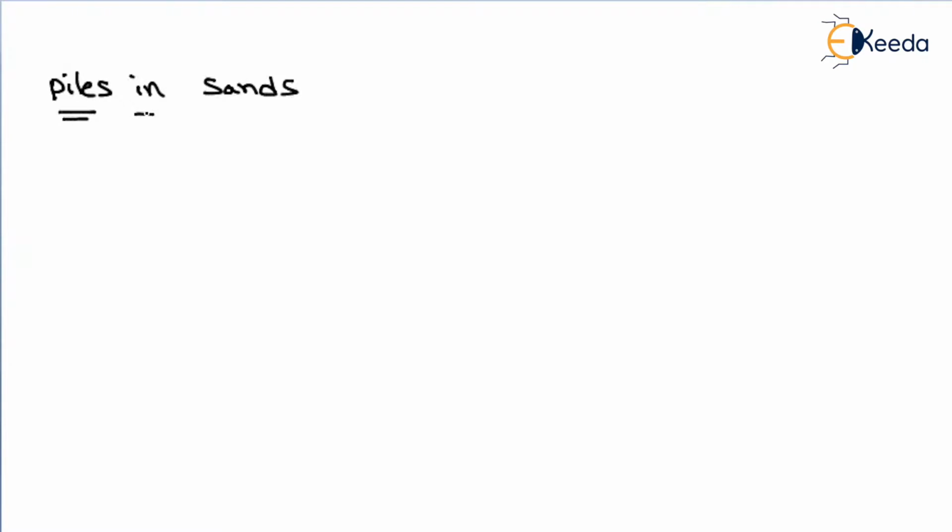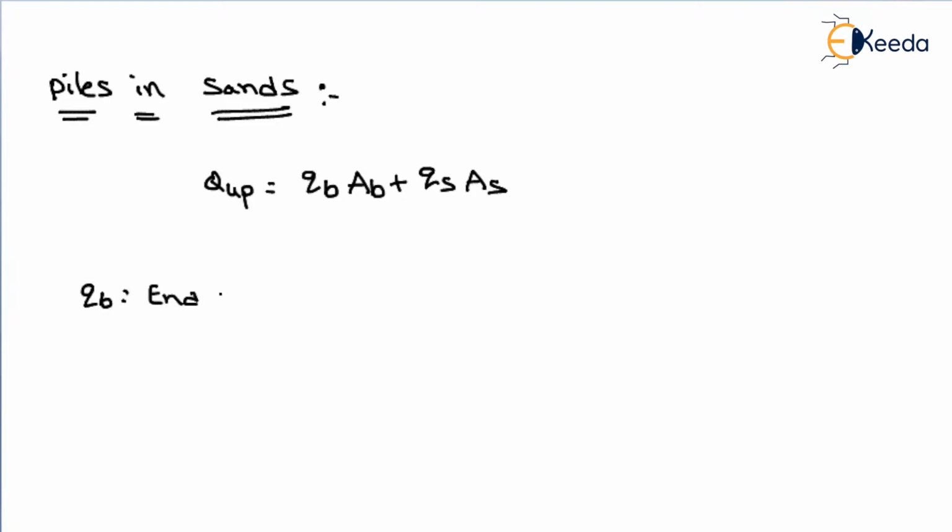If you recall how to find the capacity of a pile, that will be the summation of end bearing resistance plus frictional resistance. That can be found by using QB into AB plus QS into AS. As of now, you already know how to find the end bearing area AB and also the surface area AS. Now we will see how to find QB and QS. What is meant by QB? QB is nothing but the end bearing resistance.